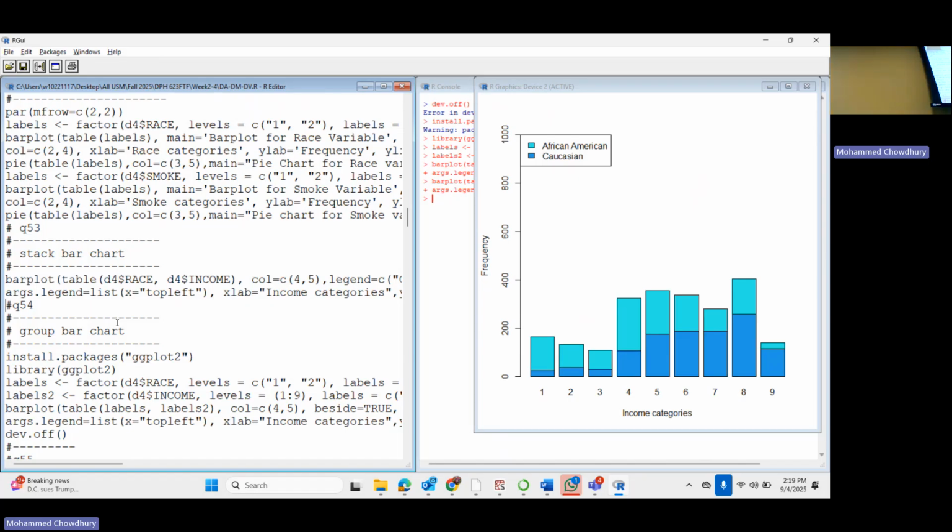Group bar chart means here income category 1. This one is Caucasians, that one is African American. Income category 2, blue is Caucasians, and that one is African American. Okay. Are you understanding? So two categorical variables, and you take one category and compare them. So income category 1, African American and Caucasian. Income category 2, African American and Caucasians.